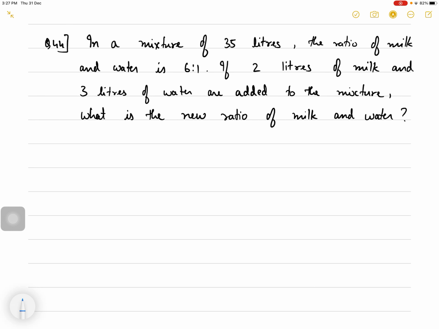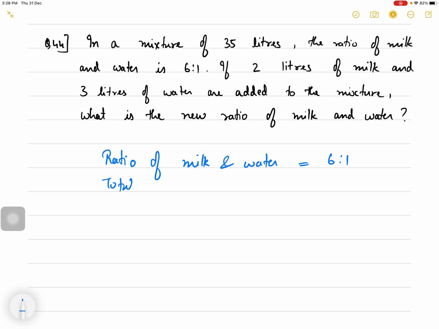If the mixture of 35 liters, okay, the mixture is 35 liters, the ratio of milk and water is 6 is to 1. If 2 liters of milk and 3 liters of water are added to the mixture, what is the new ratio of milk and water? Okay, so let's solve this. The mixture is 35 liters. Let's find out first how many liters of milk and how many liters of water there are. The ratio of milk and water is 6 is to 1, which is given. Total quantity is 35 liters.